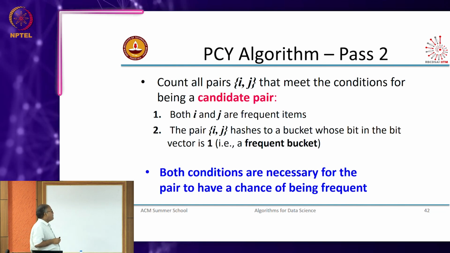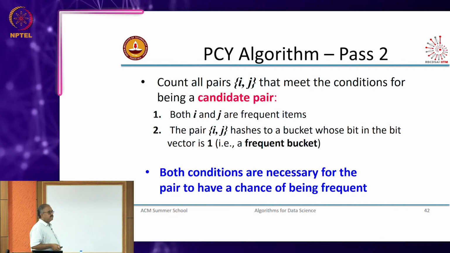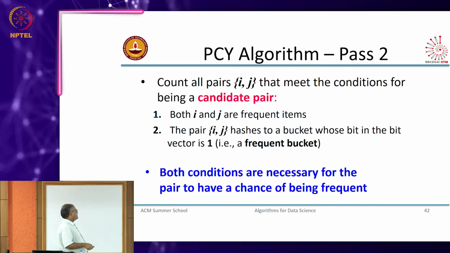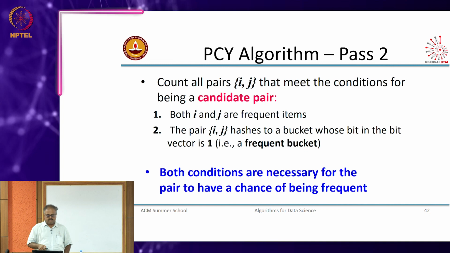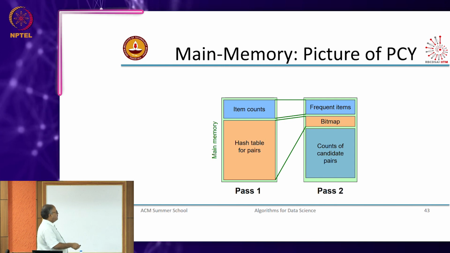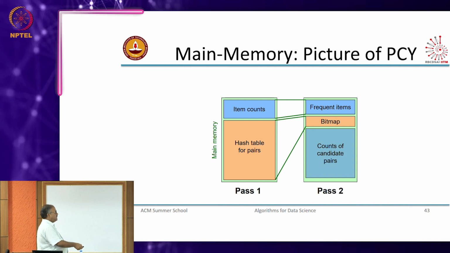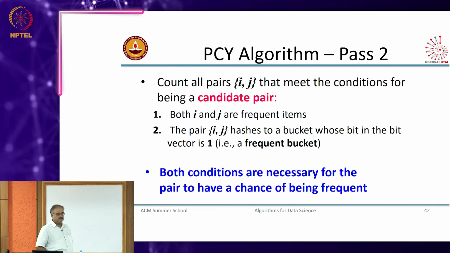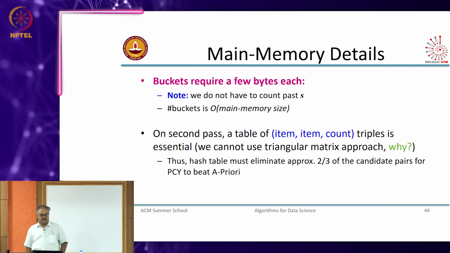So which are all the ij pairs that I will count now? So count all pairs ij that meet the condition for being a candidate pair, right. Both i and j are frequent items, and the pair ij hashes to a bucket whose bit is set to 1, right. So that is basically what we have here. So from the item counts I will get to the frequent items that I know, and the candidate pairs are those which satisfy these two conditions. So I have significantly reduced my L2 set, hopefully, by doing this, right.